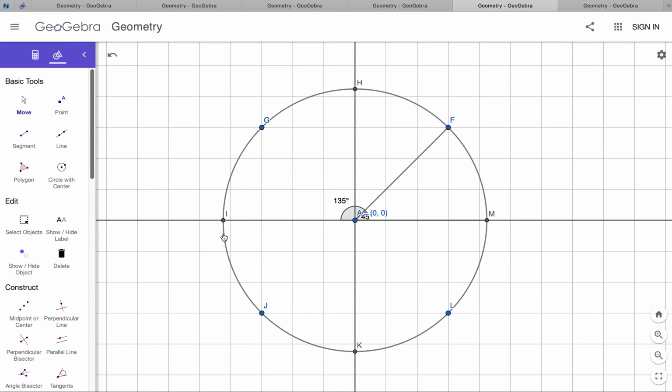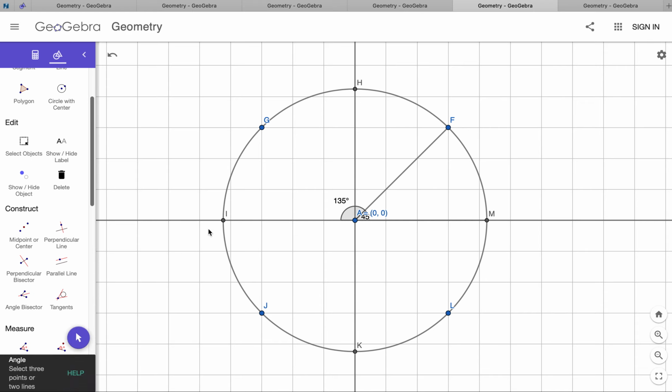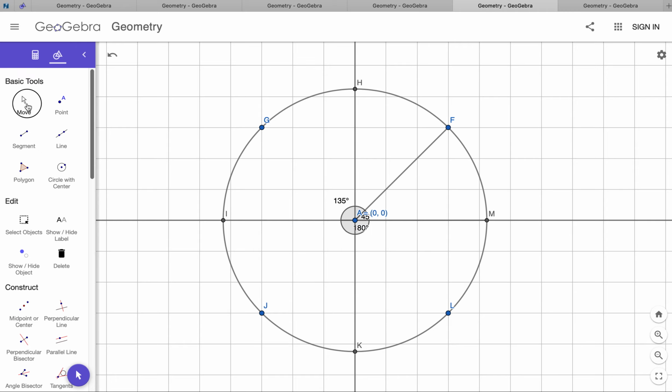Okay? We can do 180 degrees, of course. That should be pretty easy. We can just go measure angle I, A, M, and get 180 degrees, and you can see that they have to add up to 360, of course, right? So hopefully you have an idea of 45, 90, 135, 180, 225, 270, 315, 360. All of those are multiples of 45 degrees, and we should understand on a circle kind of how those angles work.